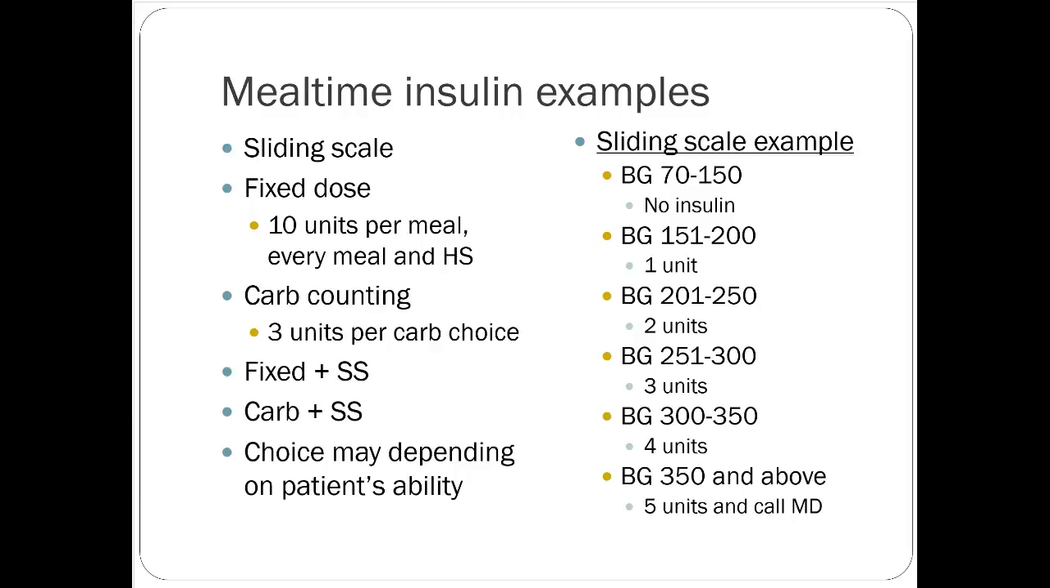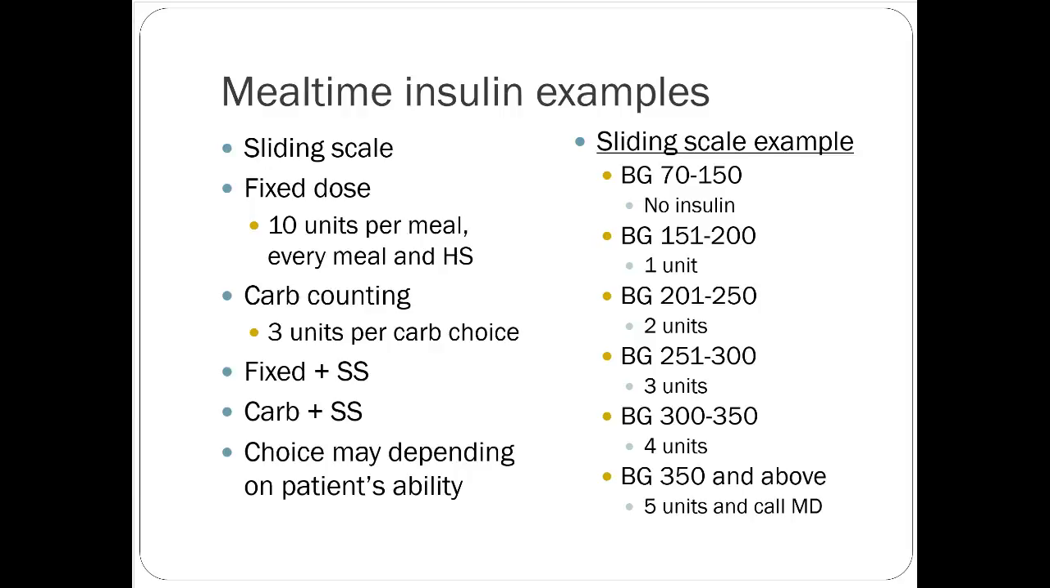When it comes to your mealtime products, it's a little bit more complicated. There's a number of ways you can do it. Sometimes I'll see people just on a fixed dose where they take 10 units per meal, every meal and at bedtime. Well, it's not really flexible. So what if you eat a really low carb meal in the morning and a really high carb meal at lunch? That's going to be the same amount of insulin for not the same amount of carbohydrates.